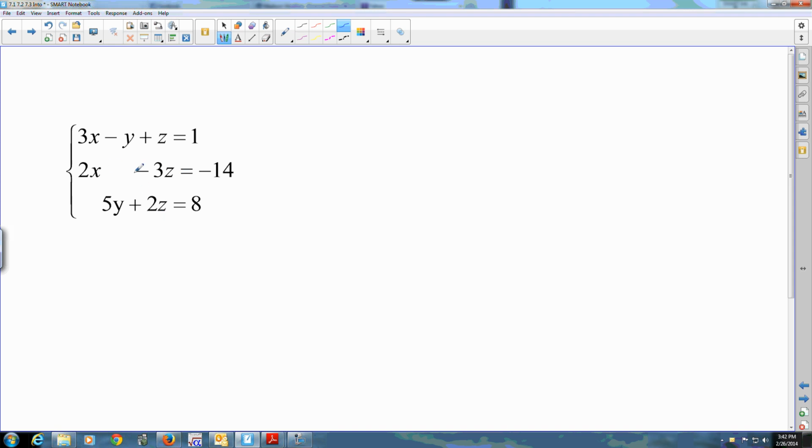Looking at this equation, I already have an x and a z. So I have a 2x minus 3z is equal to negative 14. If in this top equation I could get rid of the y value, then I'd have x's and z's.